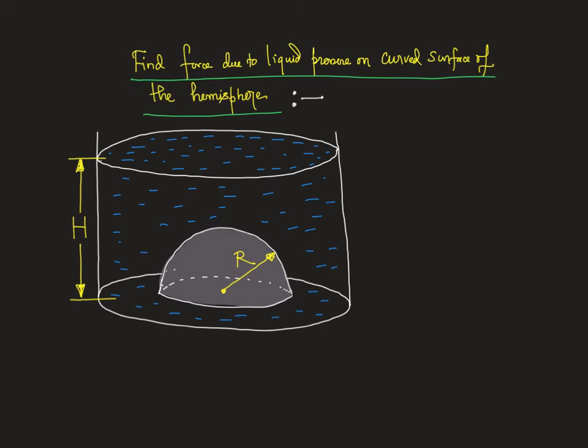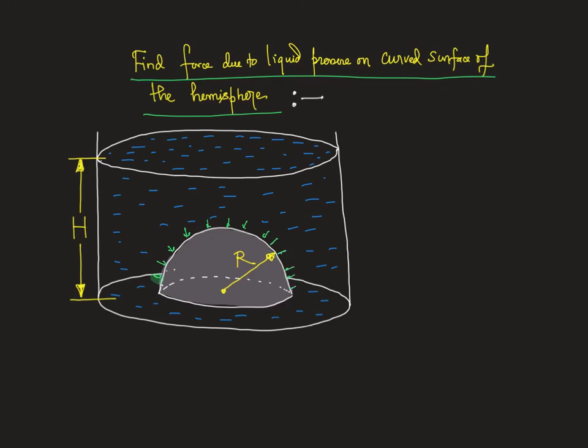Say in this problem, we have to find out the force due to liquid pressure on the curved surface of the hemisphere. So again, many students will think, okay, we have a curved surface, let's calculate the pressure at some point and take a small area dA and then integrate, but that's not required at all. To find the force due to pressure on the curved surface, you know that pressure acts this way, normal to the surface in contact.